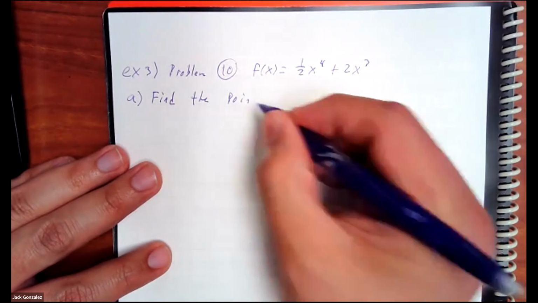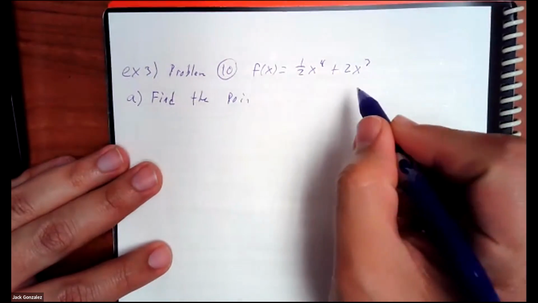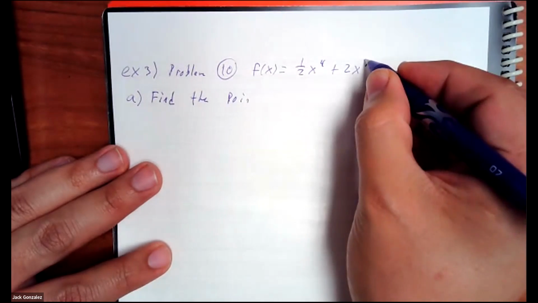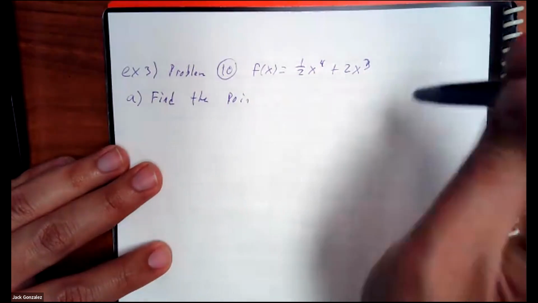2x squared, 1/2 x to the 4th plus 2x cubed. So that's a crappy 3. That's the worst 3.